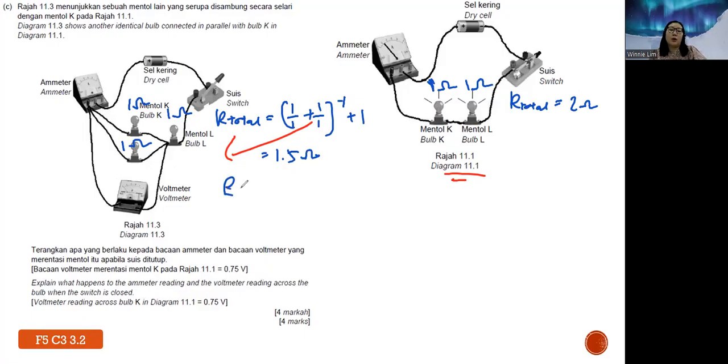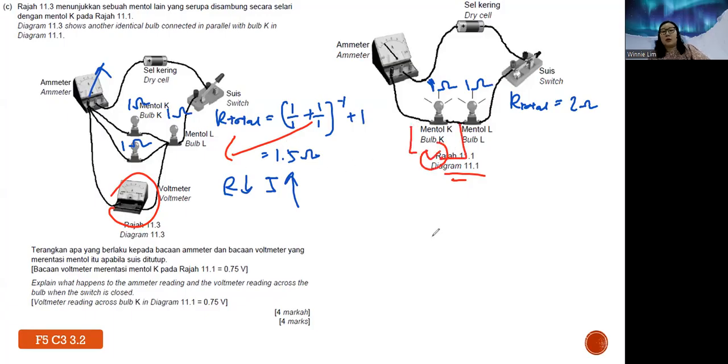When they are lower, they will affect the current. The current will be increased. So that's why the ammeter reading increases more than supposed. Then next, where you locate your voltmeter is across the bulb. Initially, this voltmeter is also over here.